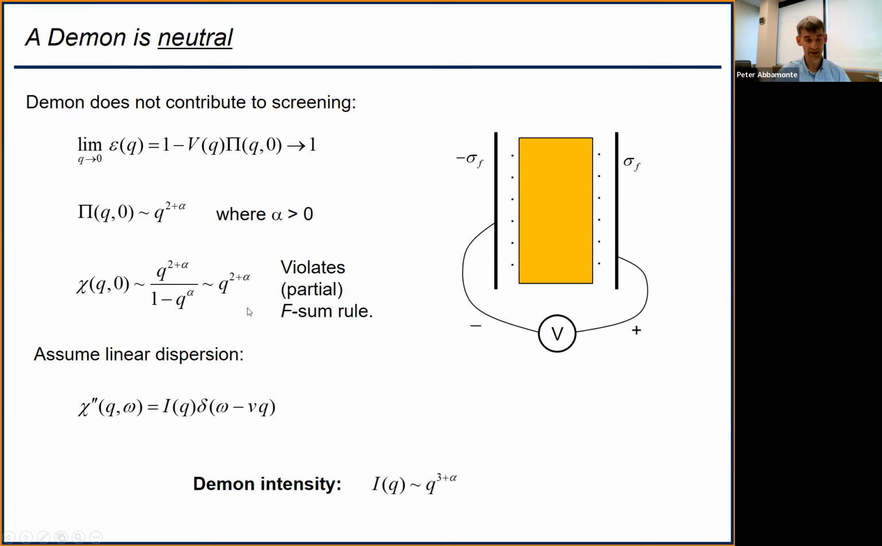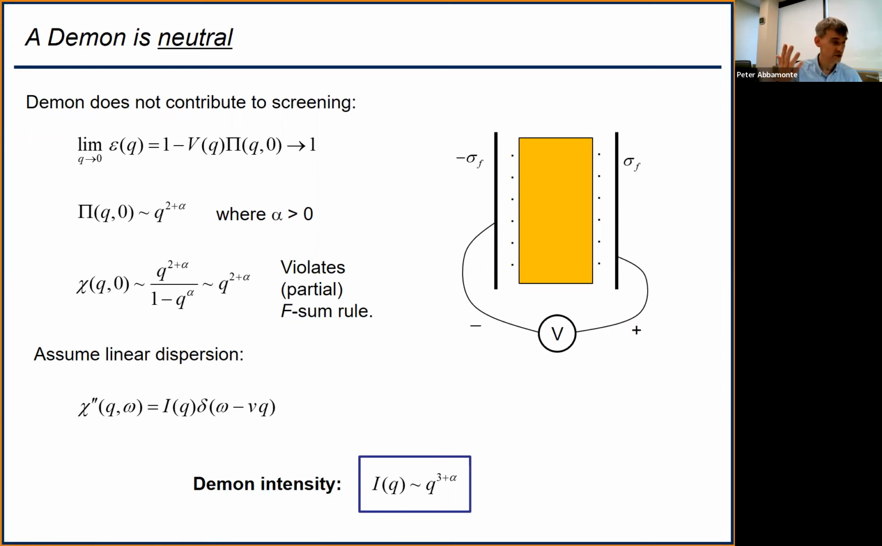And the consequence of that is that if you assume that the demon has linear dispersion, its integrated intensity should not go like q squared, which is what a normal plasmon would do. It has to go like q to the 3 plus alpha. So I bring this up. It's a little bit of an esoteric point, but it means that demons cannot satisfy the F sum rule. Okay.